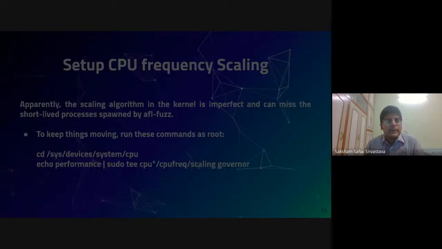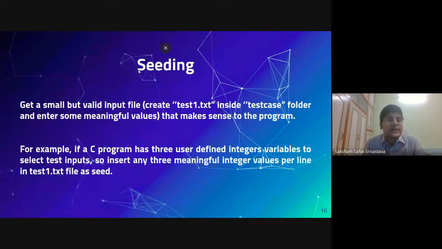Then seeding. What does seeding mean here? We need a small but valid input file that makes sense to the program. So we'll take a very initial input, and you can give it any name like test1.txt or trial1.txt, anything, inside the test case folder. For example, if a C program has three user-defined input variables to select test input, then insert any three meaningful integer values per line in the test1.txt file as the seed. I'll just show you in the demo.